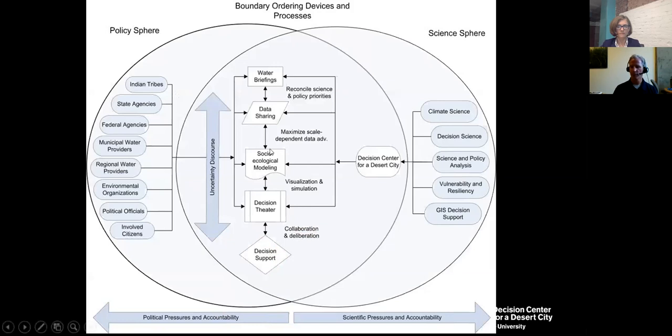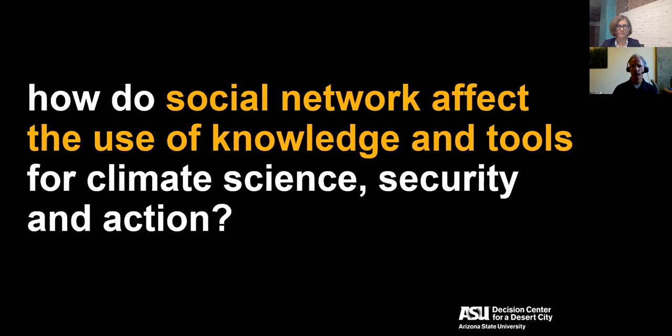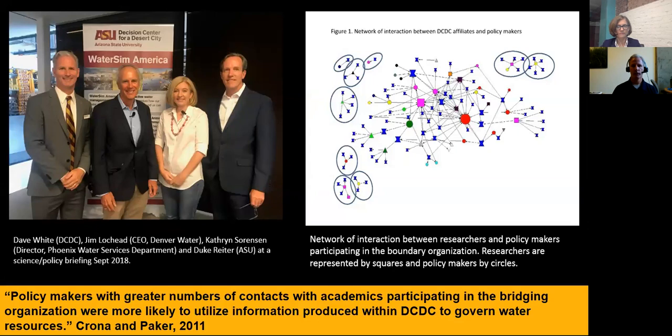So we ask ourselves, how do social networks affect the use of knowledge, the uptake, and the tools that we're producing? And what we've concluded based on conducting social network analyses is what may seem like an intuitive result, that policymakers with greater numbers of contacts with those academics or those producing the tools are more likely to utilize the information that's produced within the tools to govern, in this case, water resources, but in general to make decisions.